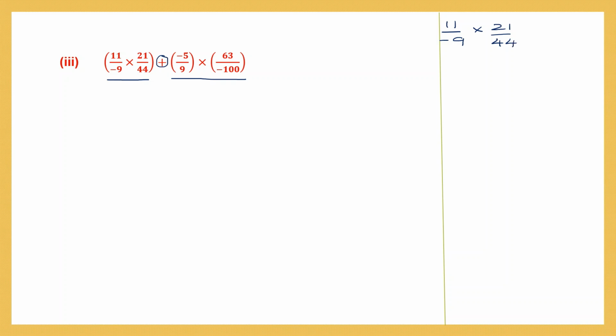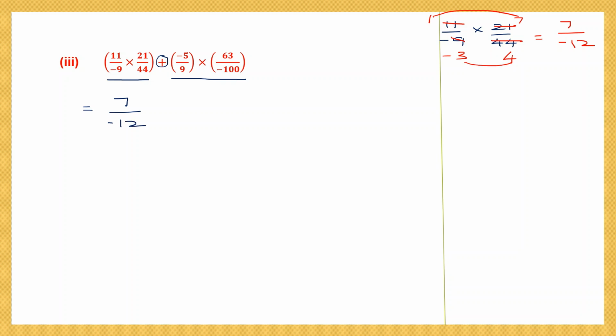Now is there something that we can cancel here? Yes, we can cancel 11 and 44. 11 ones are 11 and 11 fours are 44. We can cancel 9 and 21 also by 3. 3 threes are 9 with the minus sign and 3 sevens are 21. Now let's multiply the numerators. 1 into 7 is 7 and 3 fours are 12. That's minus 12. So what do we have here? 7 by minus 12. So here the first one is 7 by minus 12.